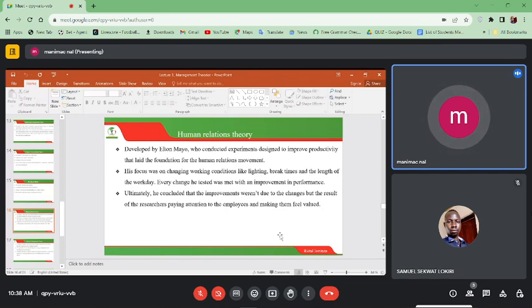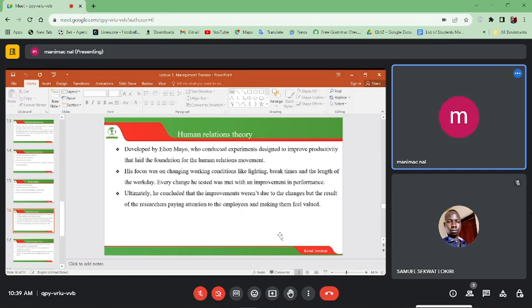Okay, so in this theory, we say that it focuses on changing working conditions, like lighting, which could be too much in a working environment, and break times, which are needed by people because everybody needs a break, like lunch or breakfast. It also focuses on the length of the work day. If it is too long, then people should be given a break depending on what they are doing.